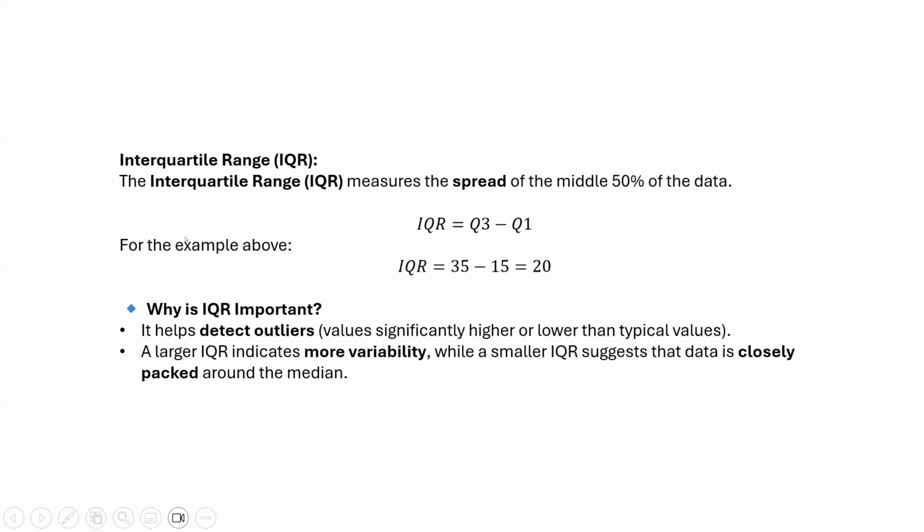So now we have one very important topic, that is interquartile range. The interquartile range measures the spread of the middle 50% of the data. It's nothing but the subtraction of your Q3 and Q1. Q3 is your third quartile, Q1 is your first quartile. If we take the previous example, what was Q3 there? 35. And what was Q1 there? 15. So it's the difference of your third quartile and the first quartile. Any doubt here?